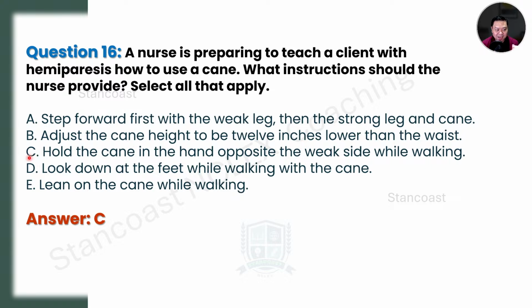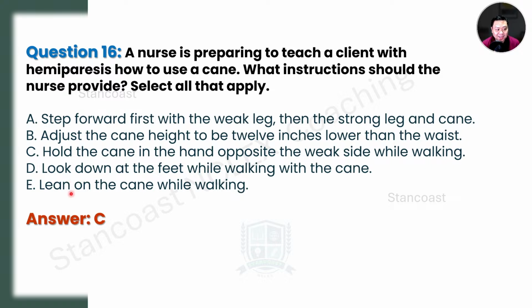Now let's have letter D. Look down at the feet while walking with a cane. This can disrupt the proper posture of the patient and also disrupt their balance. So to make sure that they have an upright body alignment, they need to not look down. Make sure that they're going to look forward, not look down.